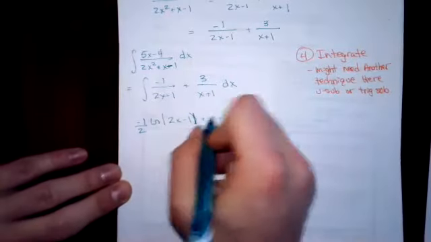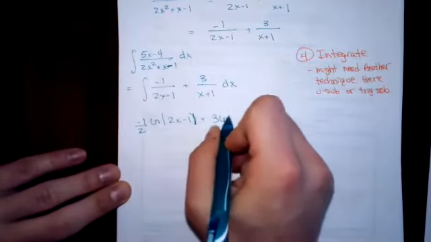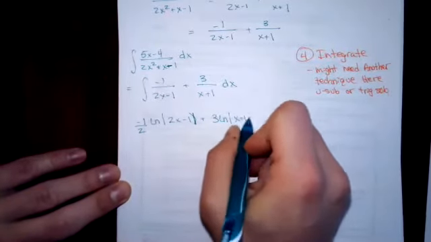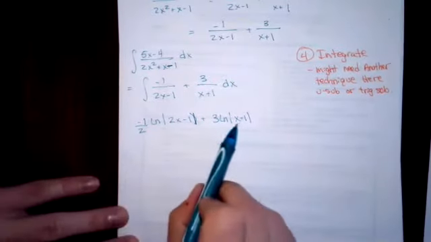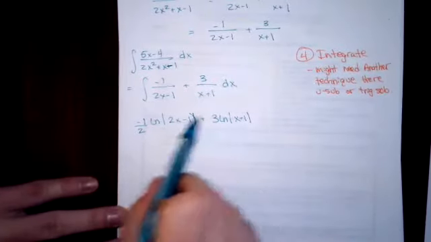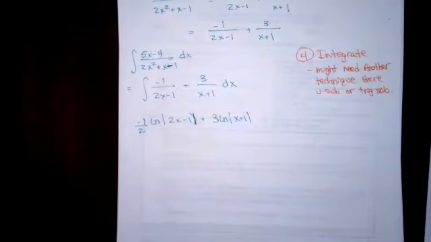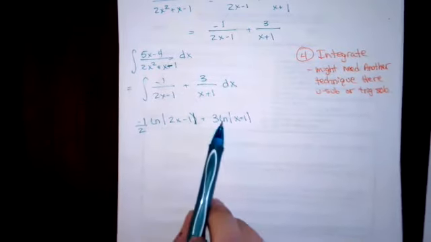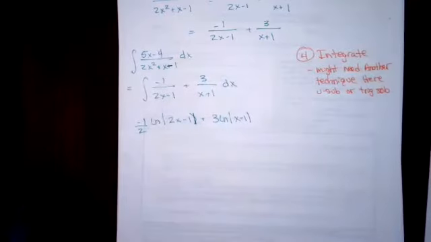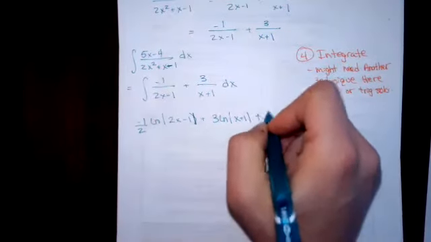Likewise for this guy, we'll have plus 3 natural log of absolute value of x plus 1. And because the derivative of x plus 1 is just 1, I don't have to worry about any extra factors that are going to float around that we have to deal with. So check that. You can always take the derivative of these guys now in your head just to check to make sure you're getting back to what you had. And then, of course, we got a plus c.